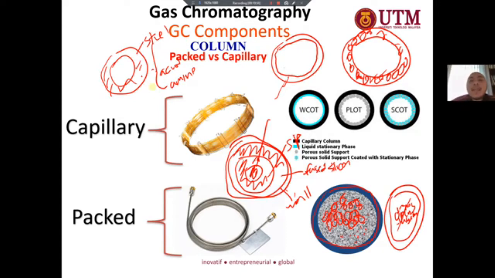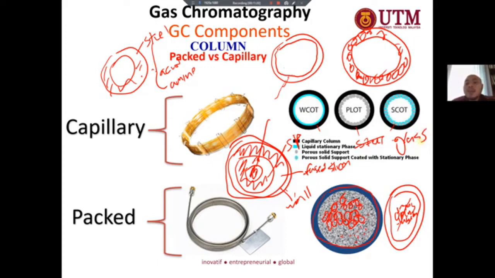Throughout these years, after they used the steel, they found a lot of reactivity with the wall of the column. It will damage the stationary phase. So the column is not robust, the column is fragile. They tend to react. So they came up with replacing the steel with glass.